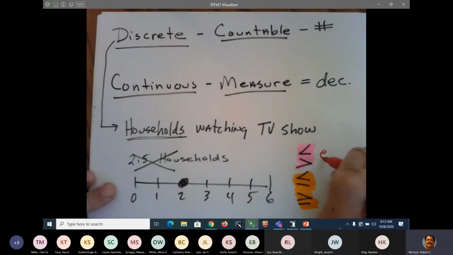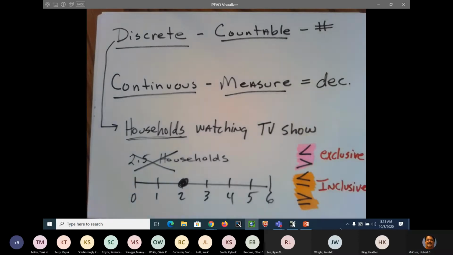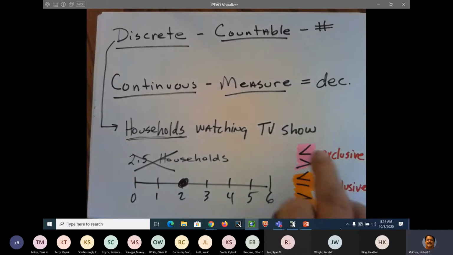Now, before I go to the next page, I want you to make a note of this. This is exclusive. And this is inclusive. Okay, inclusive means that you're including the number. Exclusive means that you're not including the number. Now, before we go on, I'm going to explain this because you've got some words that you're going to be using in this section that talk about exclusive and inclusive.